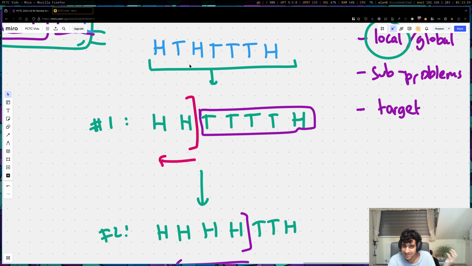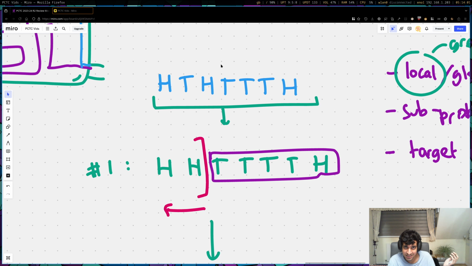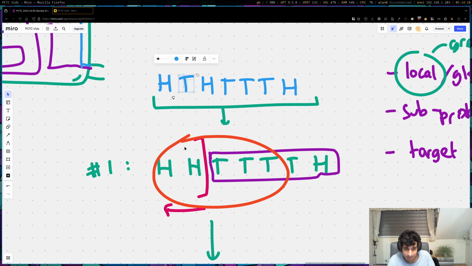And in fact, the first thing I said when I talked about the target is also another counter argument, right? Because in my first pass, when I change this T into an H, I'm not really getting one closer to my target. Sure, I've reduced the amount of T's from 4 to 3, but then I create another T over here. And so my amount of T's goes from 4 to 4. That doesn't necessarily seem like I've gotten closer to my target. And so I'm still a bit confused.